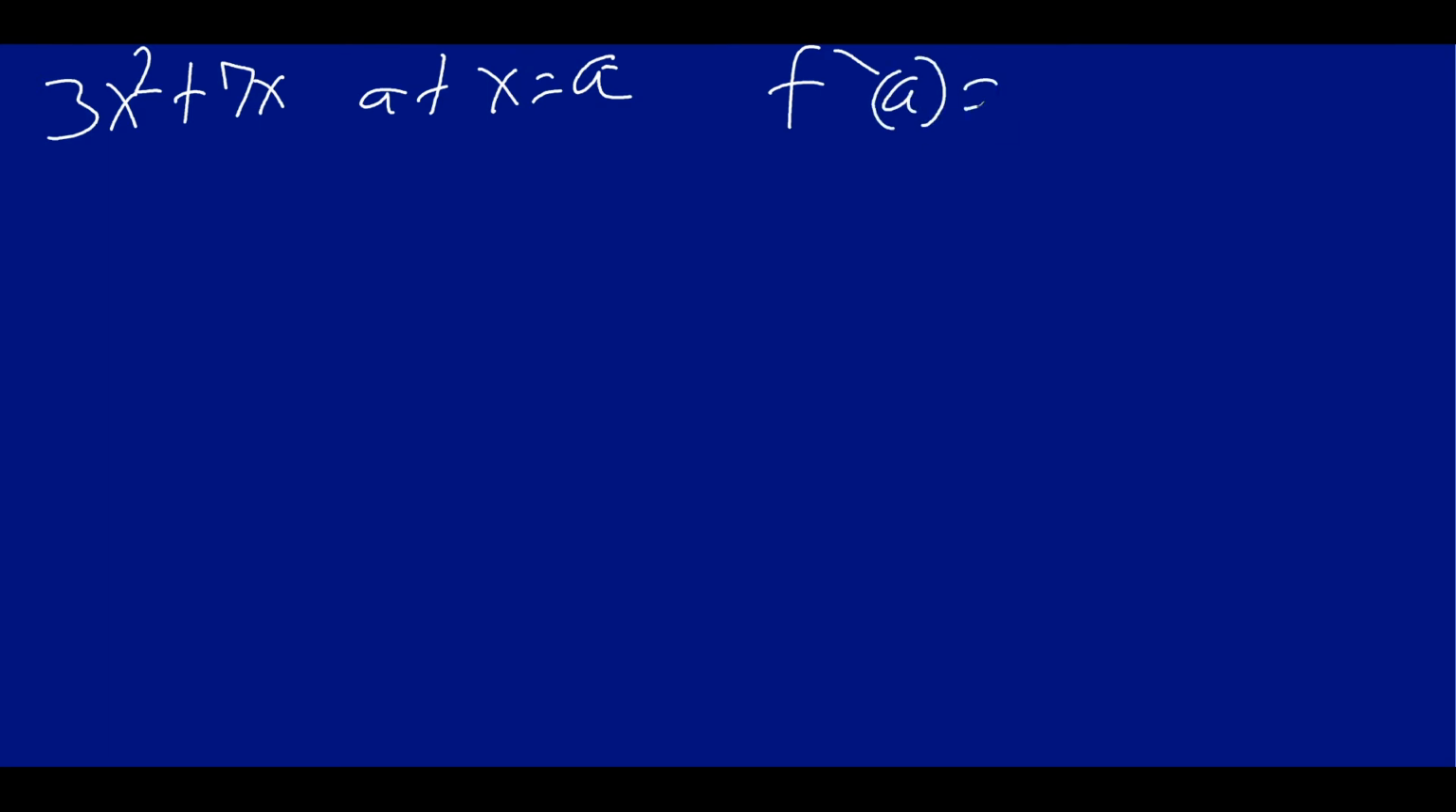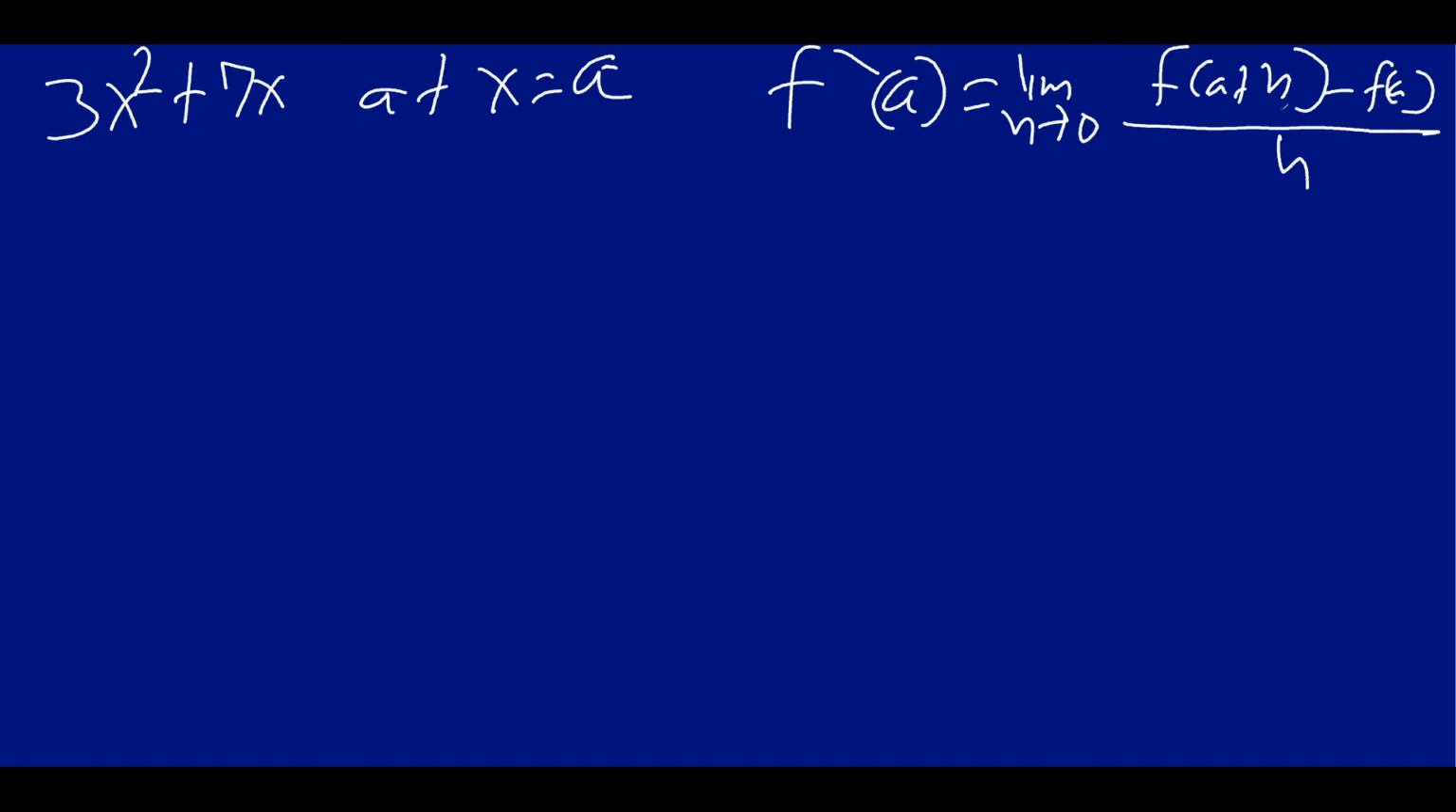3x squared plus 7x at x equals a. So this is kind of our criteria for this particular situation. And so we need to use that same equation that I just showed you, which is basically f prime a, prime just means derivative, equals the limit of h approaching 0 of f of a plus h minus f of a, all this over h. That is what's happening in this particular situation.